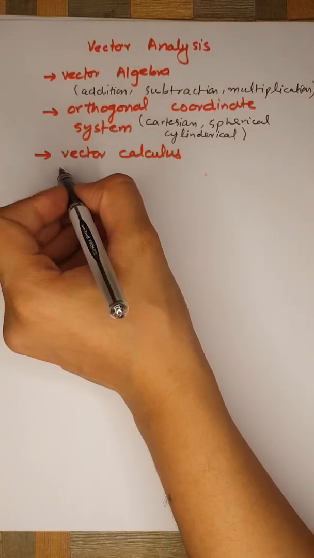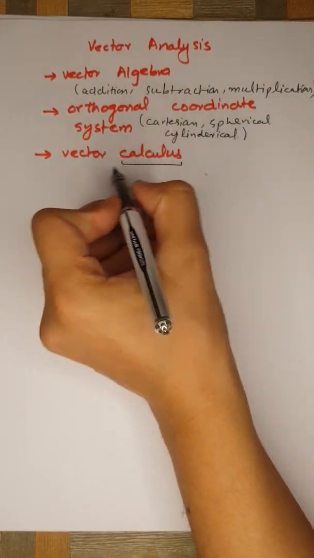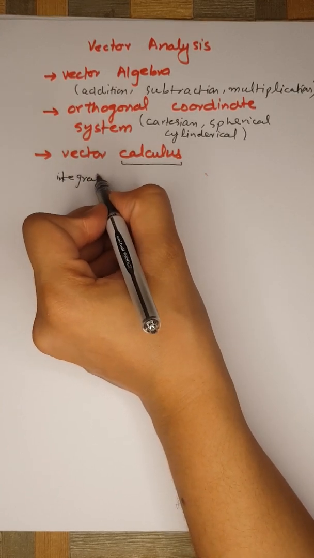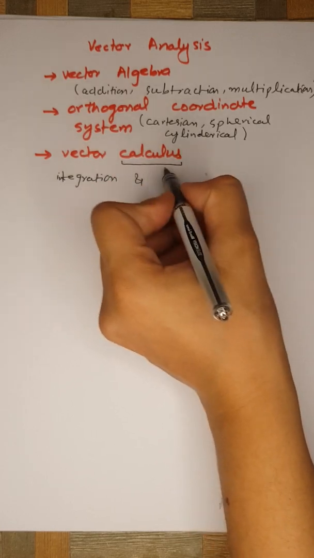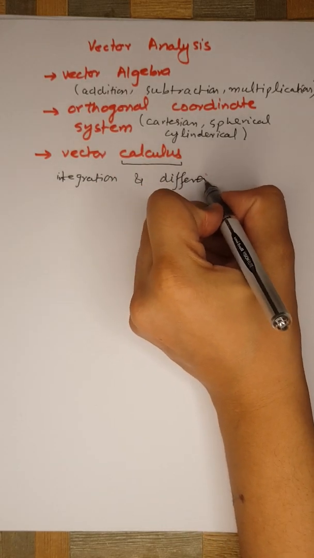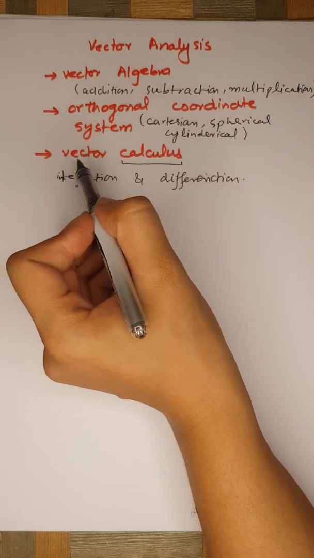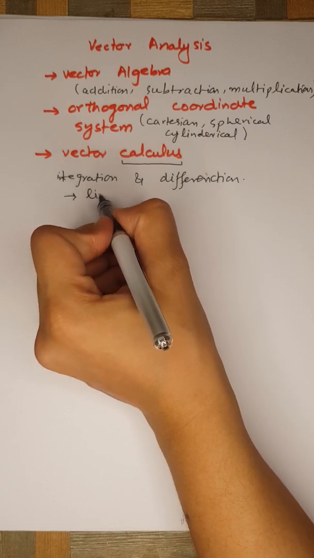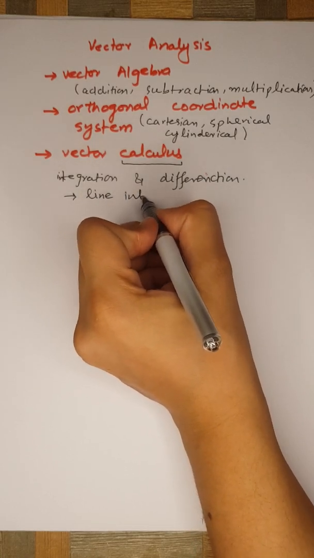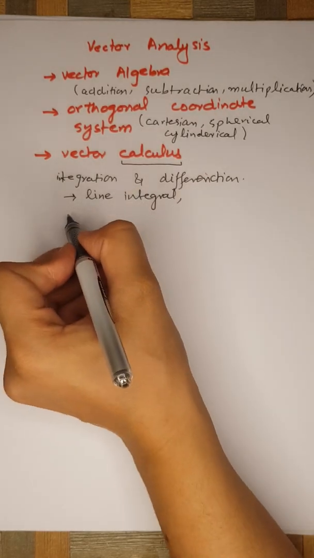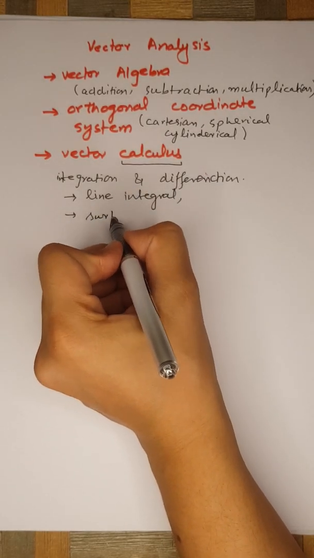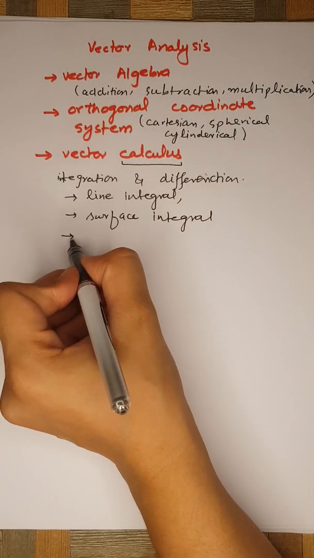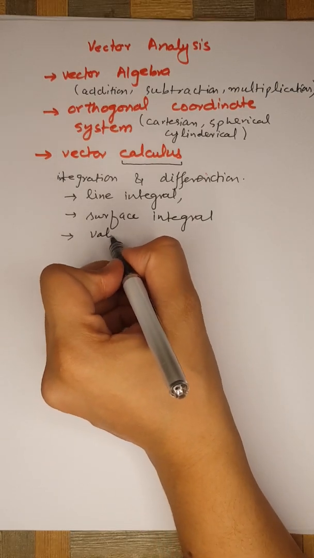Next one is vector calculus. The calculus term actually describes integration and differentiation. So here we will see how vectors are integrated over a line. This will give us the line integral. Then we will have the surface integral, and finally you will have the idea of the volume integral.